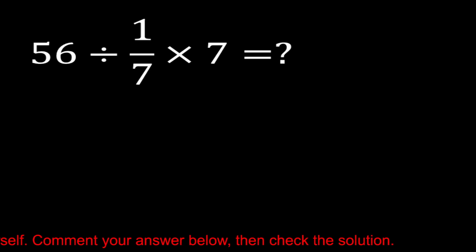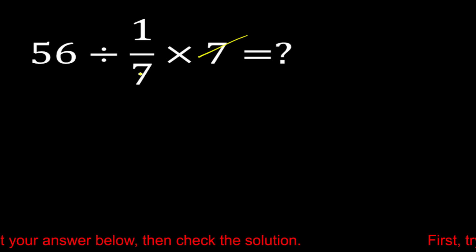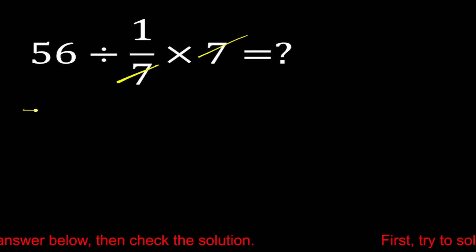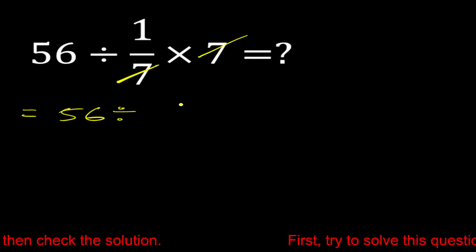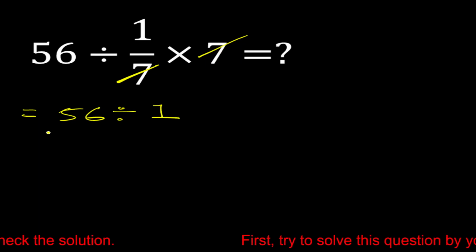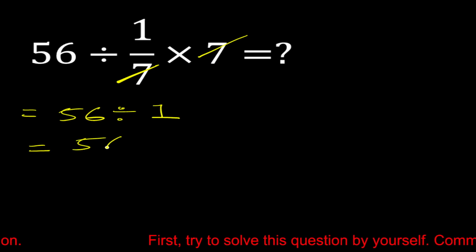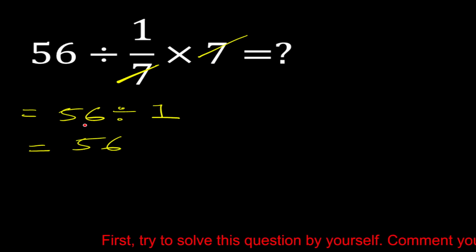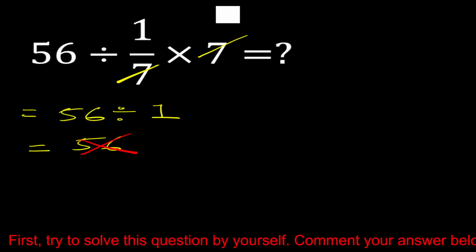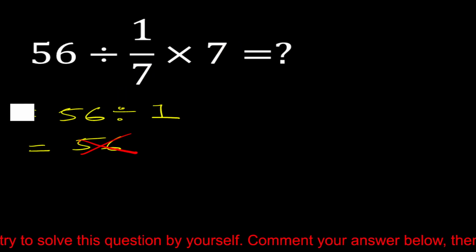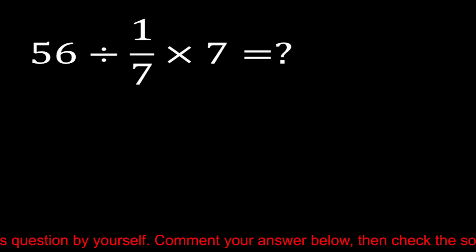So, most people solve this question like this: cancel this 7 by 7, is equal to 56 divided by 1. Now 56 divided by 1 is equal to 56. But this answer is not correct, this answer is completely wrong. So now let's solve this problem correctly by using the PEMDAS rule, okay?